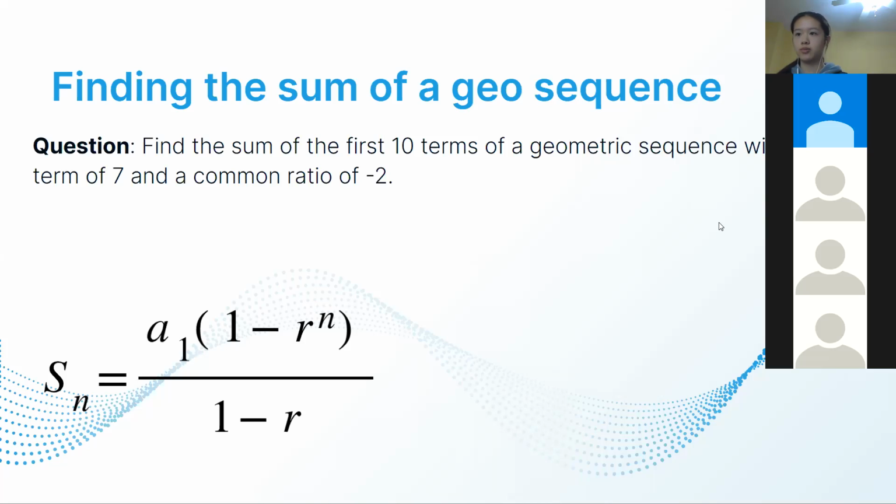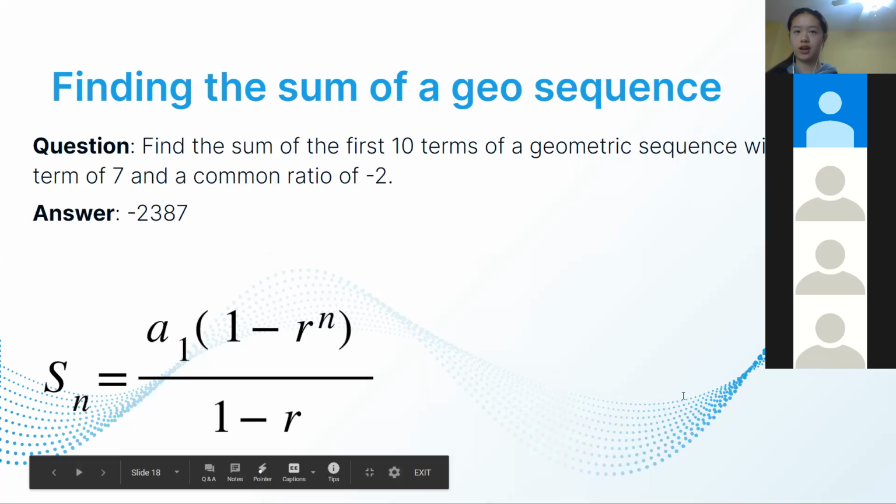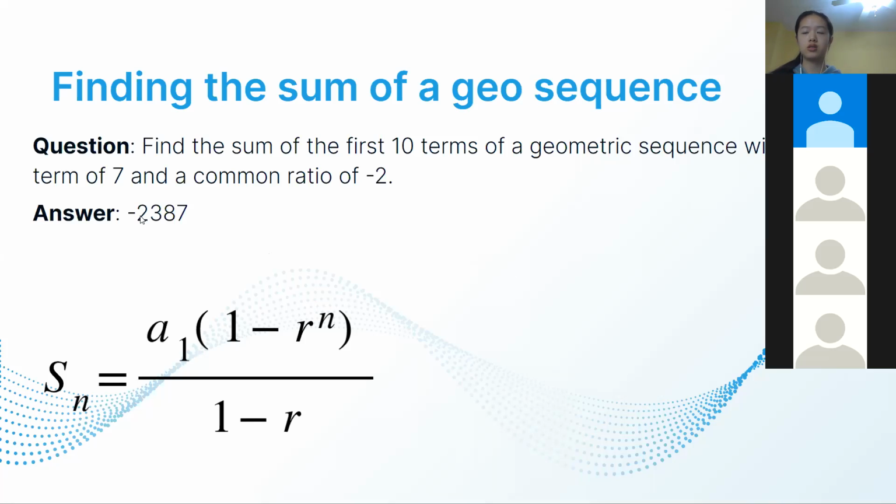Okay, it's almost time to go. Well, it is time to go. So I'll quickly explain. The answer to this problem would be, yeah, Shriyam, that's right. You would just have to simplify that. So the answer to this question would be -2,387.